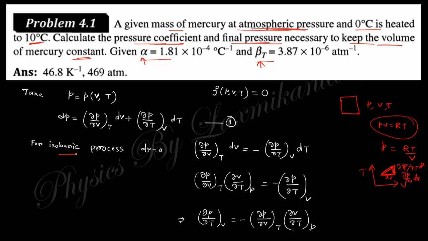In the case of an isobaric process, dP equals 0. So if you put this equal to 0, this must be equal to 0, so this is nothing but minus of that one. If you rearrange, then you will get del P del T at constant volume equals minus del P del V at constant temperature times del V del T at constant pressure.